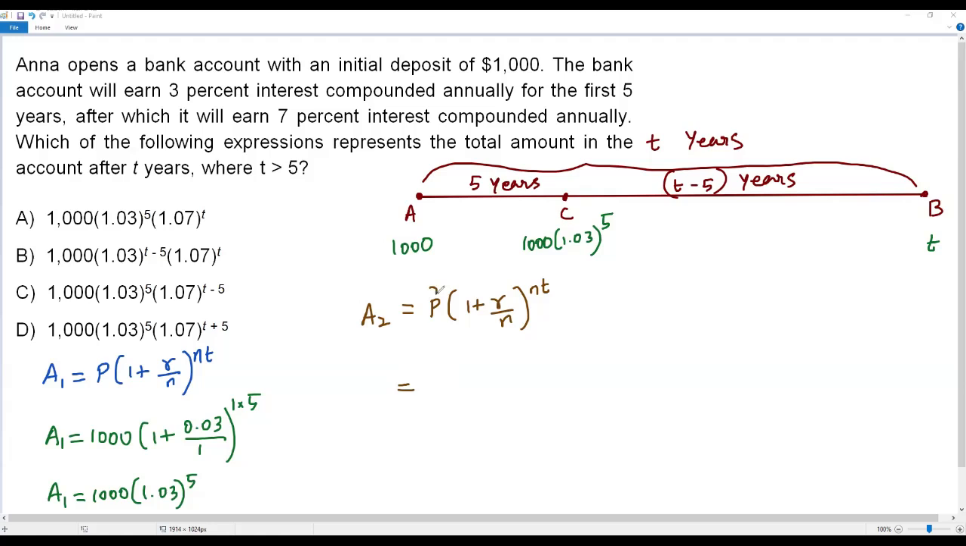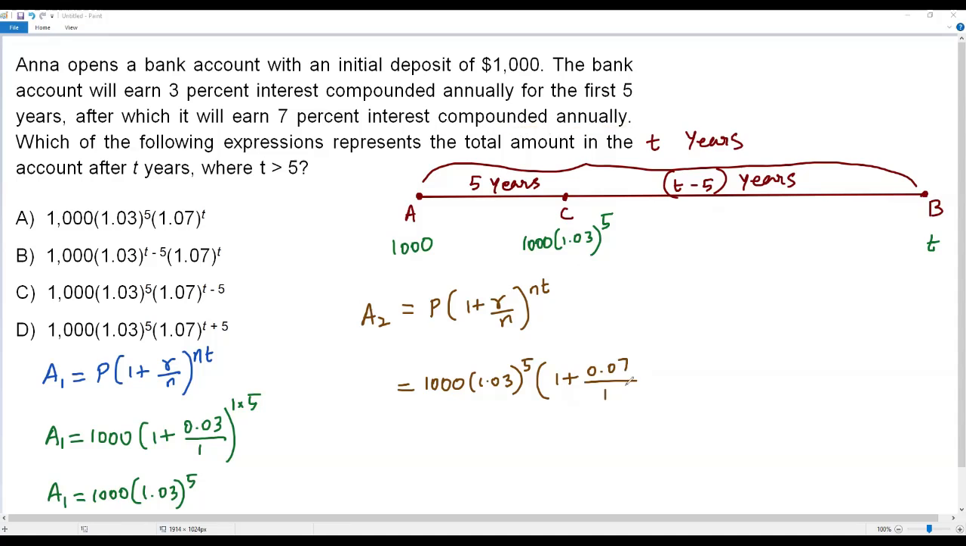Here P is the principal, but this time the principal is the value of the deposit after 5 years. So that is 1,000 times 1.03 to the 5th power. This is the principal for this period, and times 1 plus the rate of interest, which this time is 7%. The 3% rate of interest is given only for the first 5 years. After that, we have 7% rate of interest, that is for this time period. If I convert the 7% to decimal, it will be 0.07 divided by N, which is still 1, because after 5 years also, interest is compounded annually, that is once in a year.